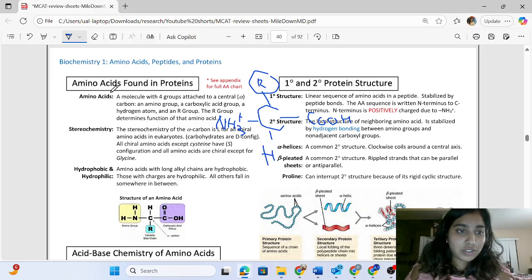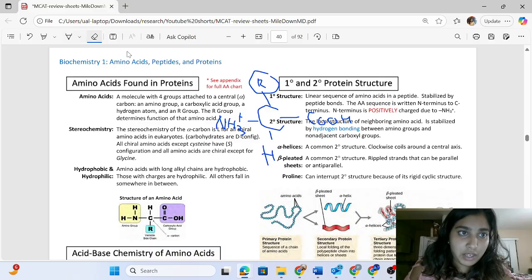So let's just read. A molecule with four groups attached to a central alpha carbon: an amino group which is NH3 plus in a protonated form, the carboxylic group which is C double bond OOH, and a hydrogen atom, and the R group. The R group, as I told, determines all the amino acid behavior. Okay, let's just erase this.